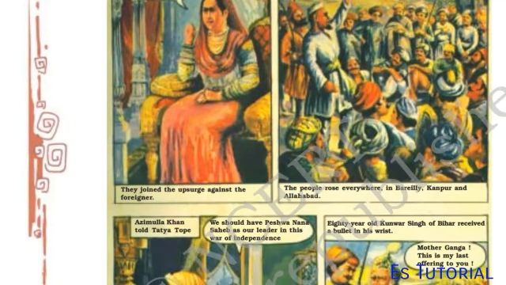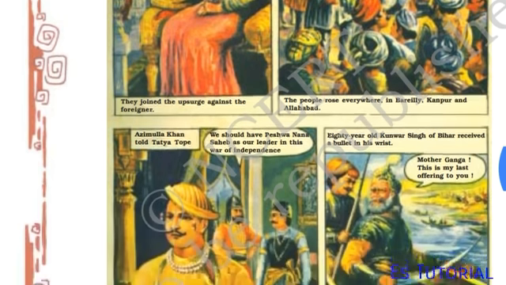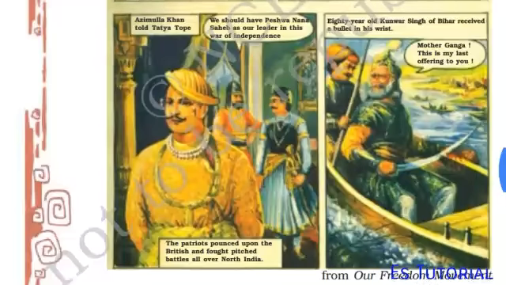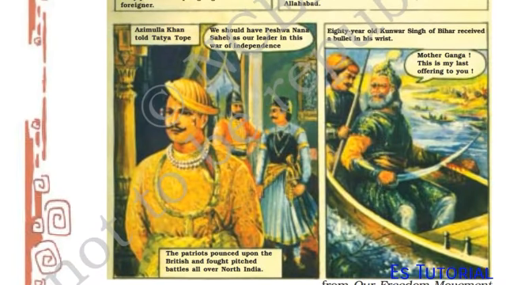The people rose everywhere in Bareilly, Kanpur and Allahabad. Azimullah Khan told Tatya Tope, we should have Peshwa Nana Sahib as our leader in this war of independence. The patriots pounced upon the British and fought pitched battles all over North India.